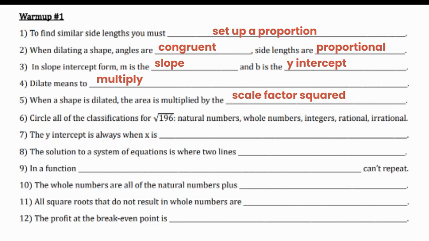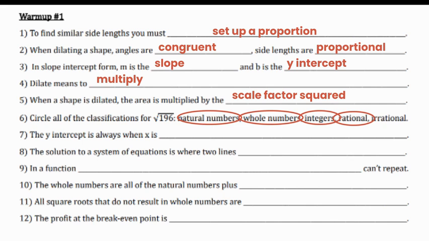Circle all the classifications for the square root of 196. Remember, you always want to simplify if you can first. So if I simplify the square root of 196 by typing it in the calculator, I would get 14. Well, 14 is a natural number. It's a whole number, integer, rational, and if real was listed, real would be included as well.